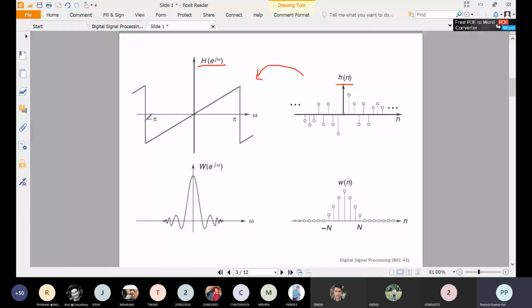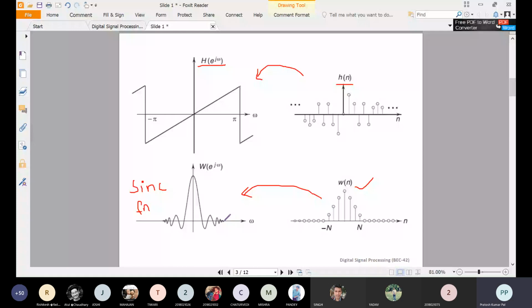Similarly, we will find a suitable window function represented by w(n). It will have a finite number of samples, meaning it has a finite value only when n ranges from minus N to N; otherwise it is 0. The frequency response of this w(n) will be given by this function, which is called the sinc function. So here we will be getting the sinc function.